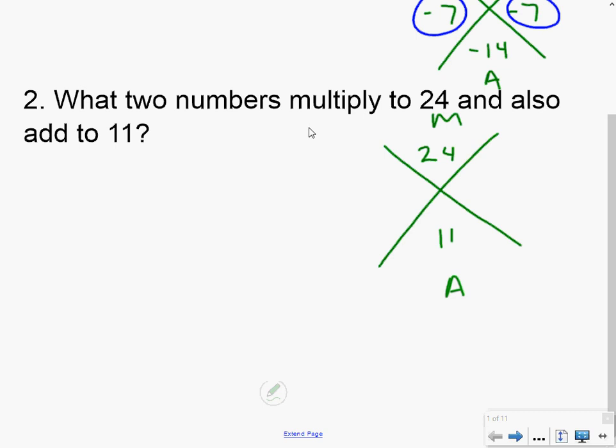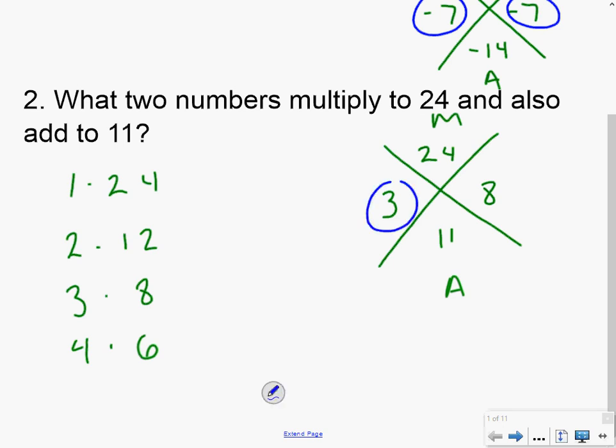So let's think of all the ways that we can multiply to 24. We could do 1 times 24, 2 times 12, 3 times 8, 4 times 6. Well, which of those combinations of numbers would add to 11? It's going to be the 3 and the 8. So 3 and 8 multiply to 24, and they also add to 11.